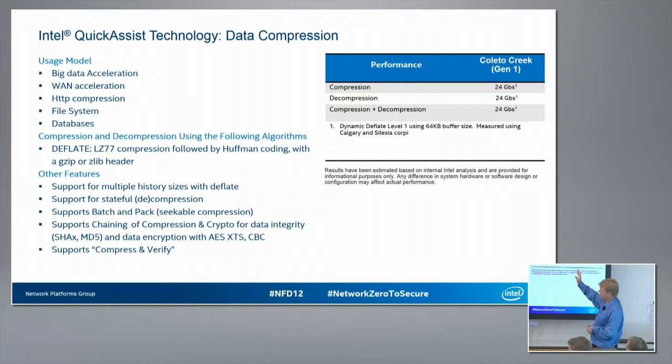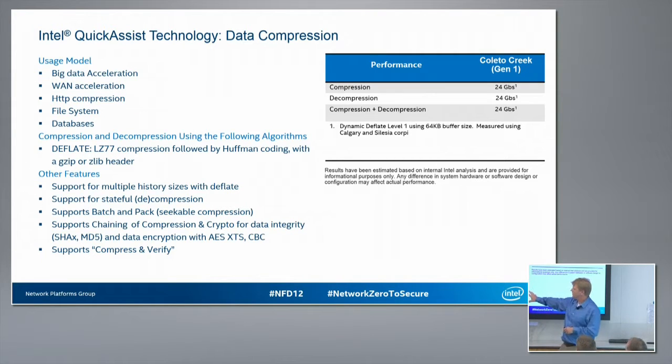The usage models are going to be your big data applications, WAN acceleration, which is where this technology came up from, IP comp, general WAN acceleration techniques, HTTP compression, file systems, and databases. Those are the ones that we've done work on and integration work on, and you'll see later how we've hooked some of this into the different frameworks.